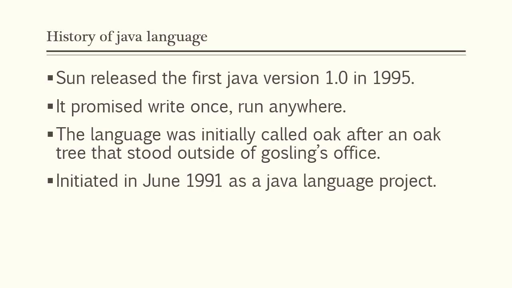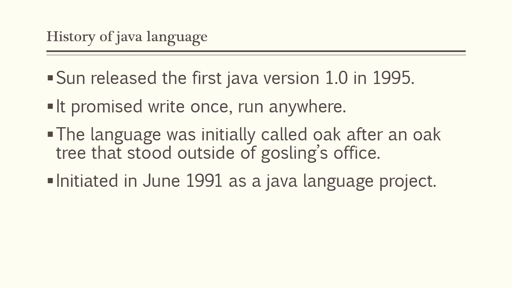So actually Sun, the company where it was created, released it around the year 1995, and its version was 1.0. It promises write once, run anywhere. It basically means, as I told you earlier, that when the bytecode is generated, it can be used on any other platform, any other operating system as well. The compiler generates bytecode, which can be used on multiple platforms.